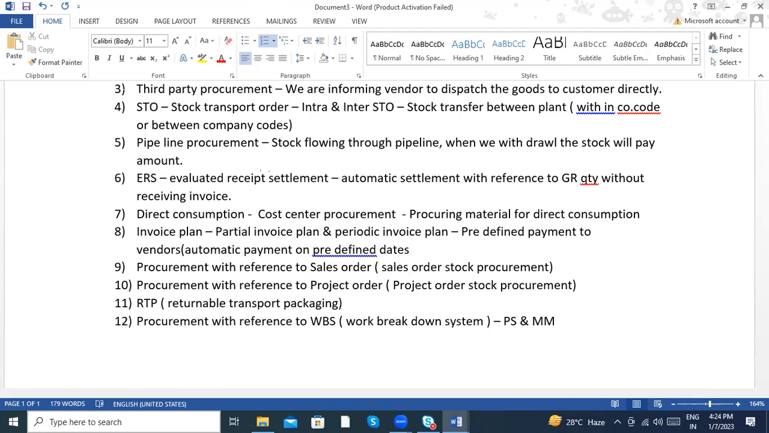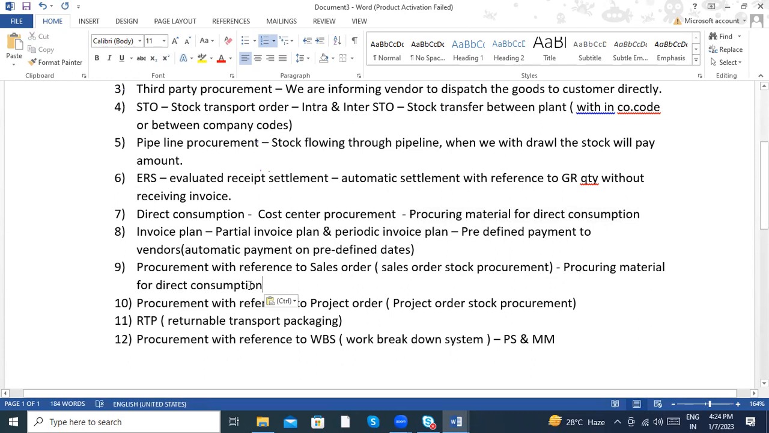Okay. And predefined dates. And coming to this one, procurement: procuring the material for a sales order. This is procurement for the customer, in reference to the sales order. So we can say it is customer requirement.